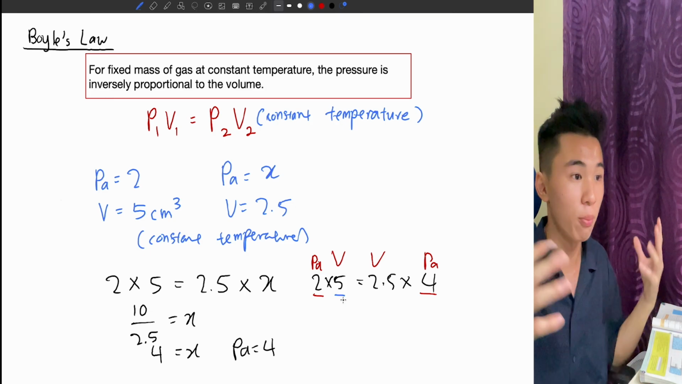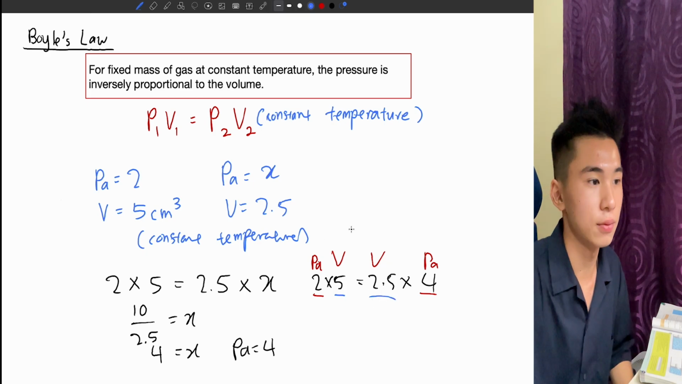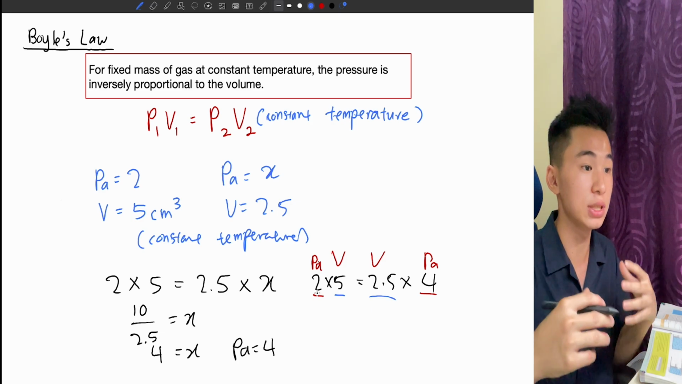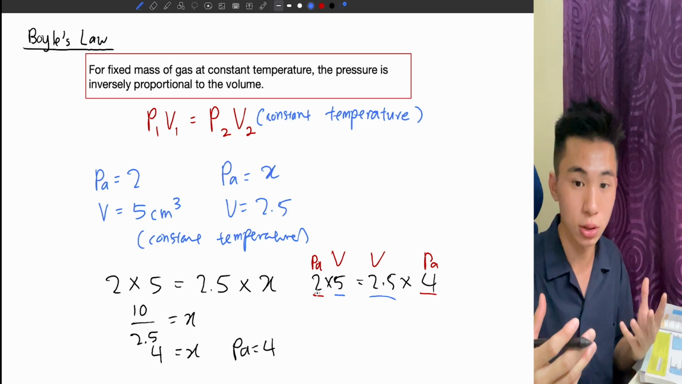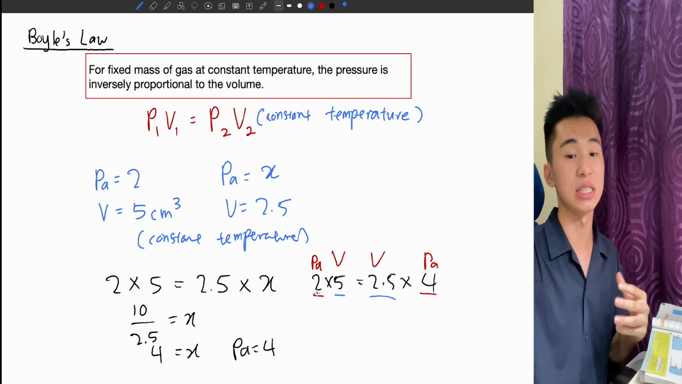After we have compressed it, our final volume is going to be 2.5. So as you can see, if you increase the pressure, you will decrease the volume. If you increase the volume, you will decrease the pressure. That's simple for constant temperature. And this is Boyle's law.